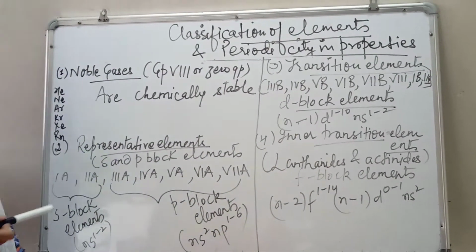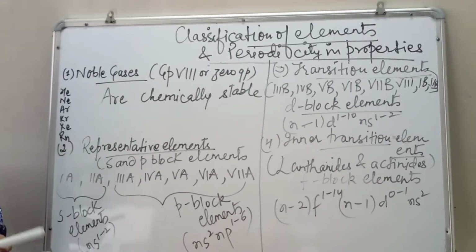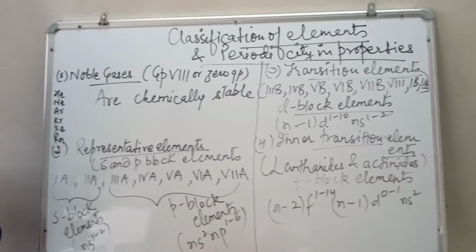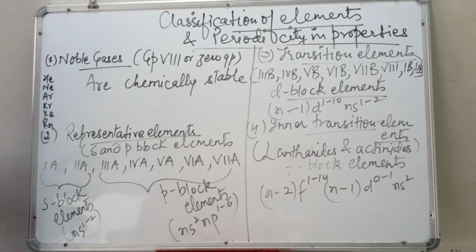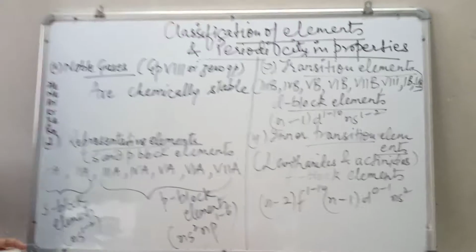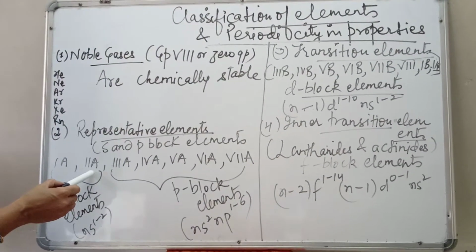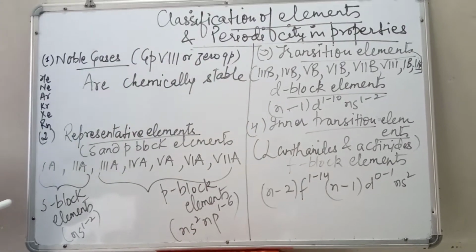S block elements are generally greyish white or white in color. They are typical metals, that is, they are malleable, ductile, and good conductors of electricity. Then they have only one type of valency, like 1A has +1 valency and 2A has +2 valency.